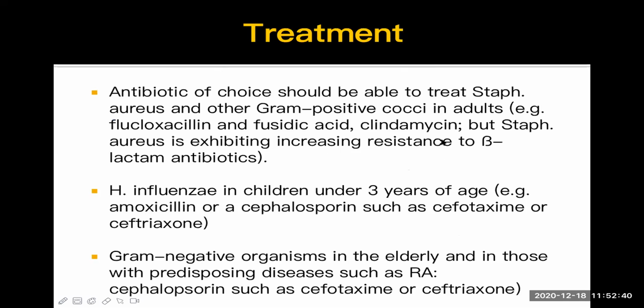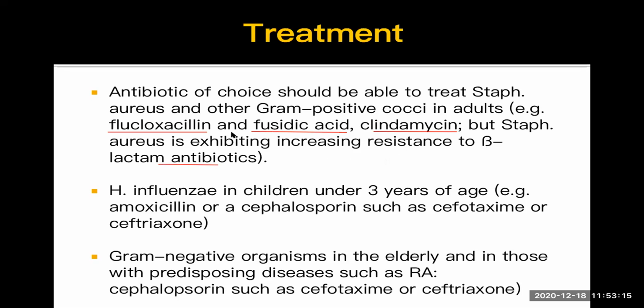Now, antibiotics of choice should be able to treat Staph aureus and other gram-positive cocci in adult, like flucloxacillin and fusidic acid or clindamycin. Every student knows that. Flucloxacillin and fusidic acid, and clindamycin is also anti-staphylococcal, but it also acts against anaerobe. And if staphylococcal is showing the resistance to beta-lactam antibiotic, I want to go for vancomycin. Or MRSA resistance, I'm going for vancomycin.